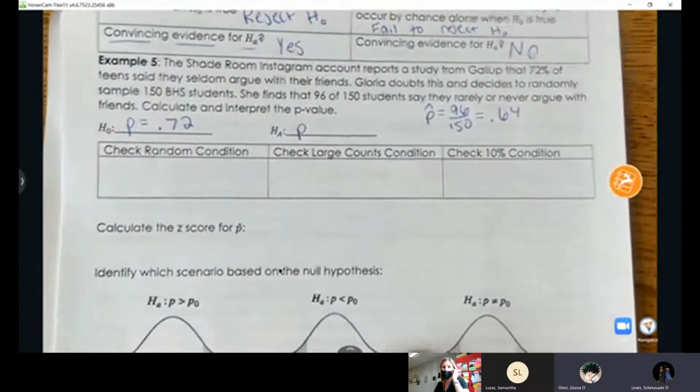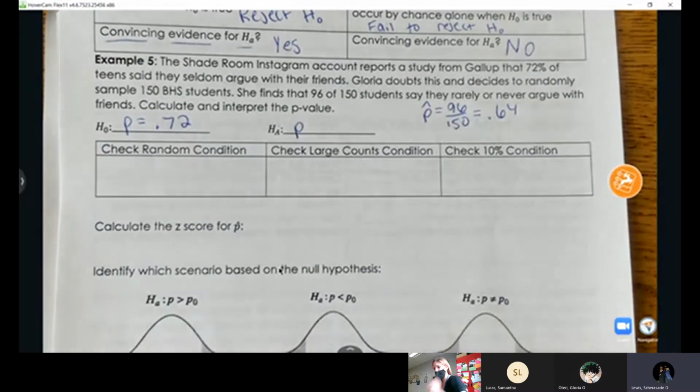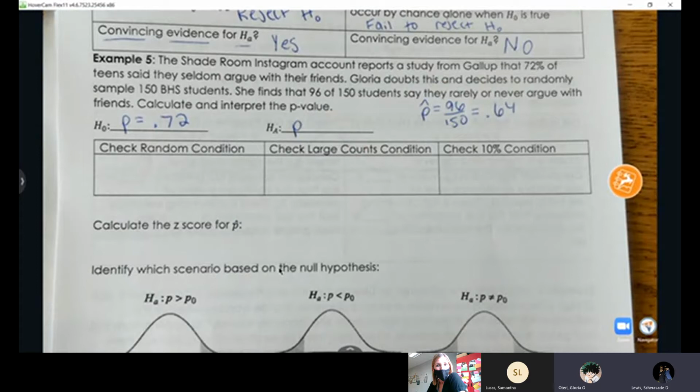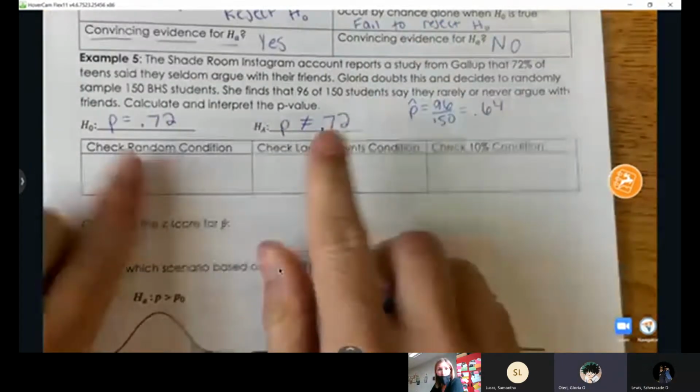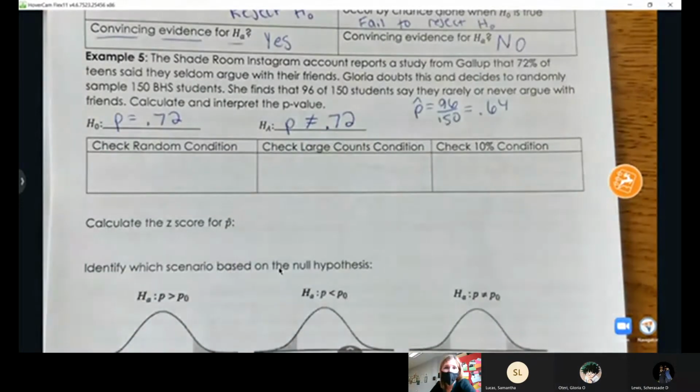So what do you think about this one? Would it be p is... Okay, well, if it's 0.64, then 0.72 is greater than that. Right, but does Gloria say which way she doubts it? No. So for now, before we even look at the p-hat, what should we say the alternative is? Oh, does not equal. Yes. So once you figure out the p, you can write both hypotheses with the p.